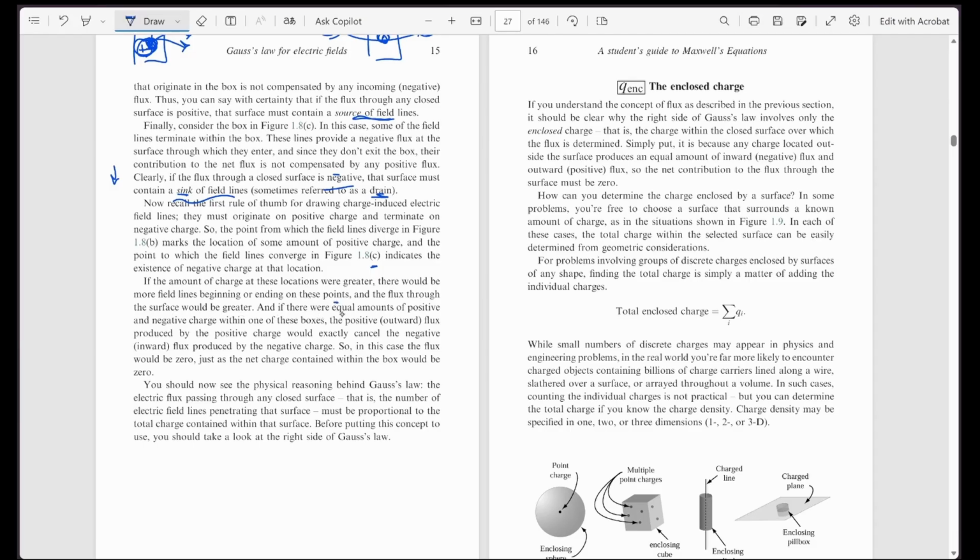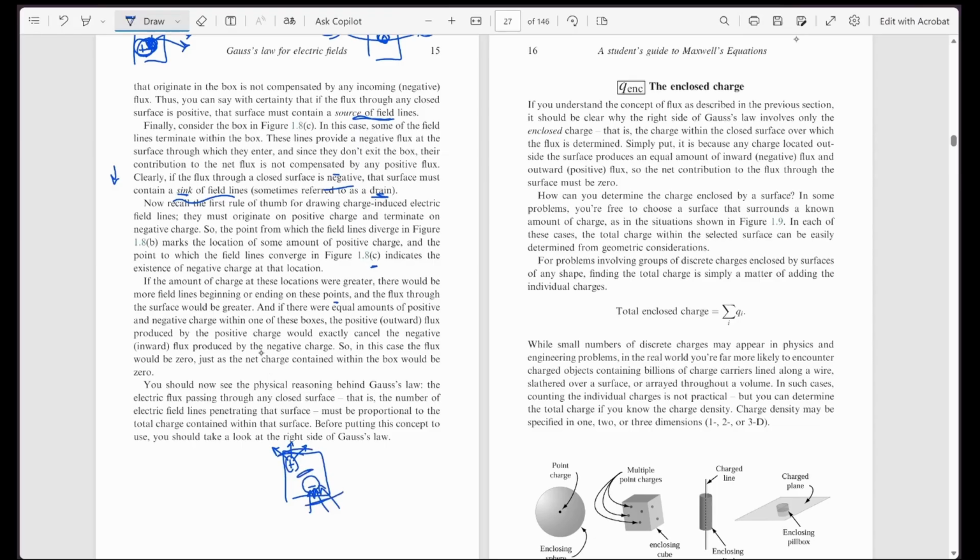And if there were equal amounts of positive and negative charges within one of these boxes, the positive outward flux produced by the positive charge would exactly cancel the negative inward flux produced by the negative charge. So if we had a box and it has a positive charge that has, for example, 3 lines coming out of it, and there's another charge, negative, that has 3 lines coming into it. So those 3 will cancel those 3, and the net flux will be 0.